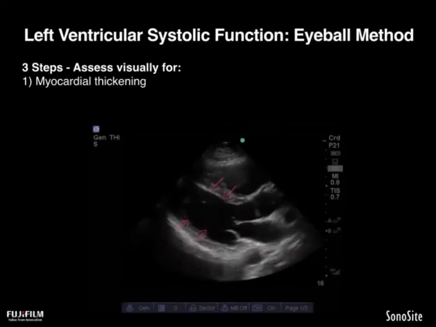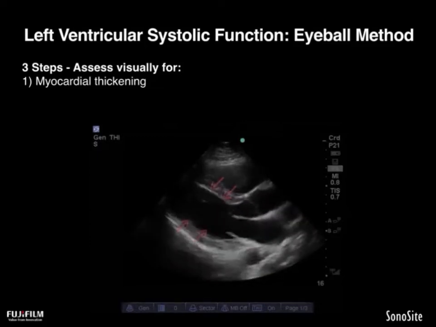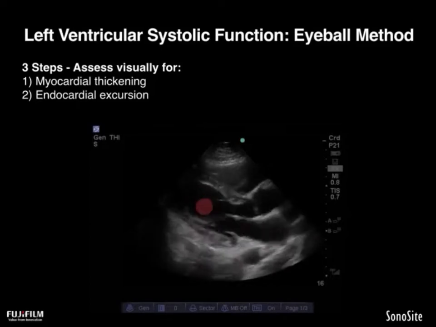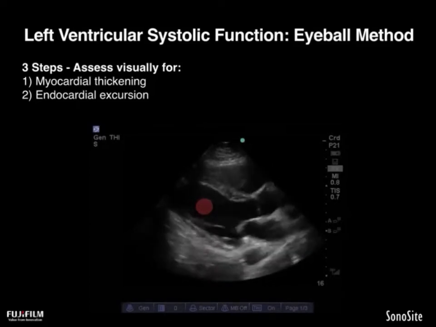And to assess for this, look at the actual muscle. Is it getting thicker during the systolic phase of the cardiac cycle? Then assess for endocardial excursion. Now, this concept refers to the notion that the heart's walls should generally move towards the center of the chamber.